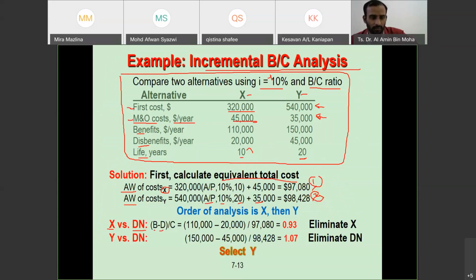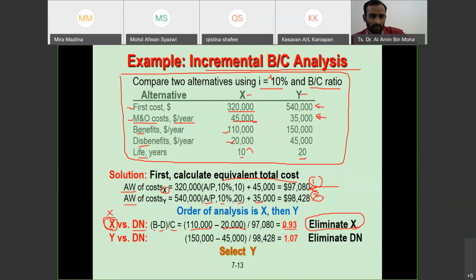Benefit minus disbenefit divided by cost. So benefit is 110 here, minus 20,000, because this is the disbenefit that was given, and then divided by the cost. We already calculated that here. So we got 0.93. When it is less than 1, the challenger loses. So we eliminate X. We are not going to consider X.